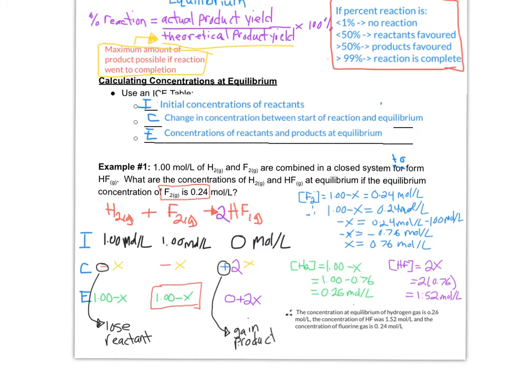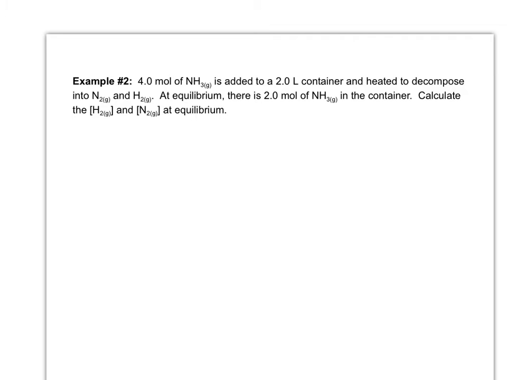We're going to go through the next example a little more quickly. I'm not going to show you as much of the work, but you'll pick it up pretty quick. So in this second example, we have 4 moles of NH3 being added to a 2-liter container, and it gets heated up so it decomposes into nitrogen gas and hydrogen gas. We know at equilibrium there's 2 moles of NH3 in the container, and we want to know what our concentration of hydrogen gas and nitrogen gas is going to be when we reach equilibrium.